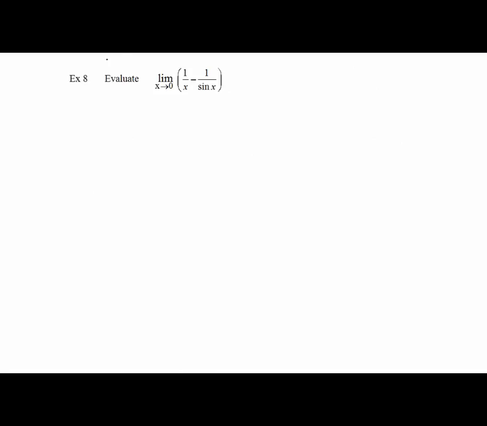Okay, another form that can be rewritten so that the indeterminate form will be 0 over 0 or infinity over infinity is infinity minus infinity. And the trick here is to combine the two fractions as one. When we evaluate the limits separately, as x approaches 0 of 1 over x minus 1 over sine x, and we're approaching 0 from the right, so put a little plus sign in here. If we're approaching 0 from the right, we're going to get infinity minus infinity.